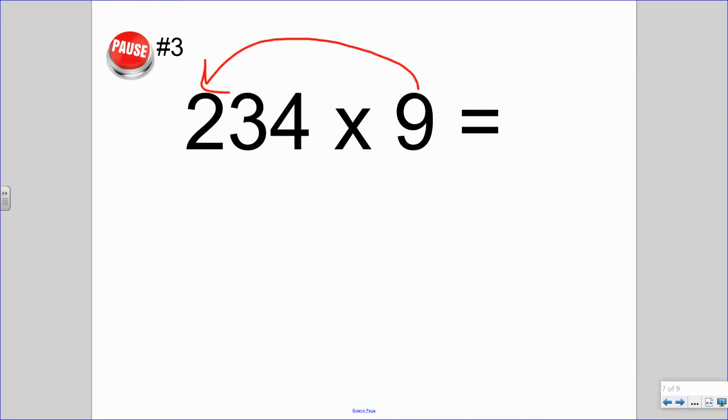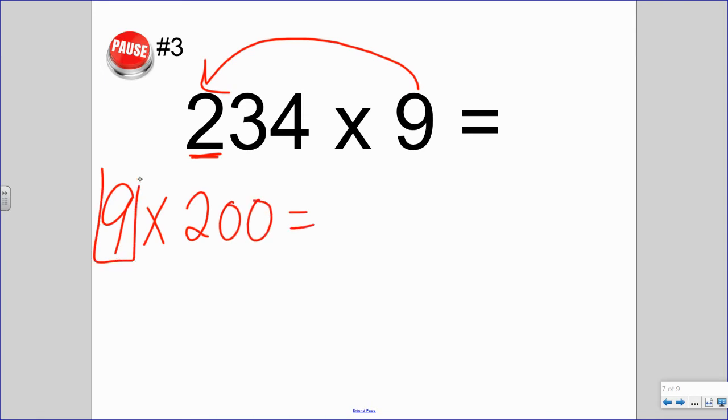The first part, we're going to do 9 times 2. But remember that 2 isn't worth 2. That 2 is in the hundreds place. So it's really worth 200. So we have 9 groups of 200, which is 1,800. That's one part of our answer.